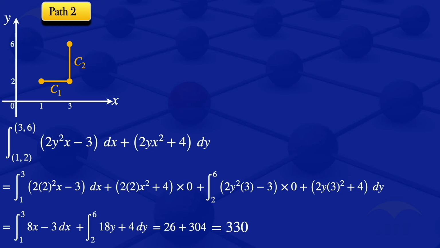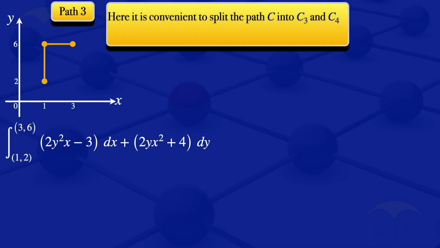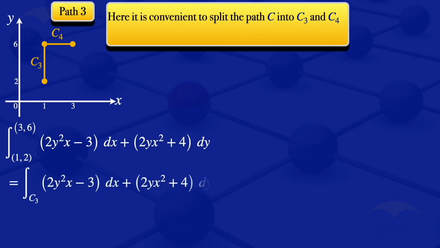I'll go on and look at path number 3. For path number 3, we are moving vertically, then horizontally. And again here, it is convenient to split the curve C into 2 parts, and those parts I'll call C3 and C4. So for the vertical part, I'll call it C3, then the other one I'll call it C4. So our integral will be the integral along the curve C3, plus the integral along the curve C4.